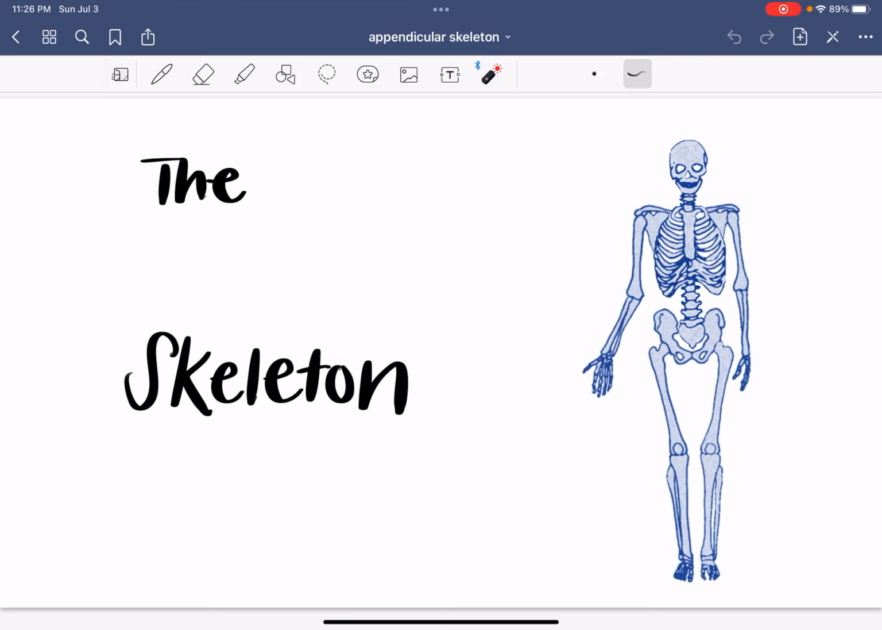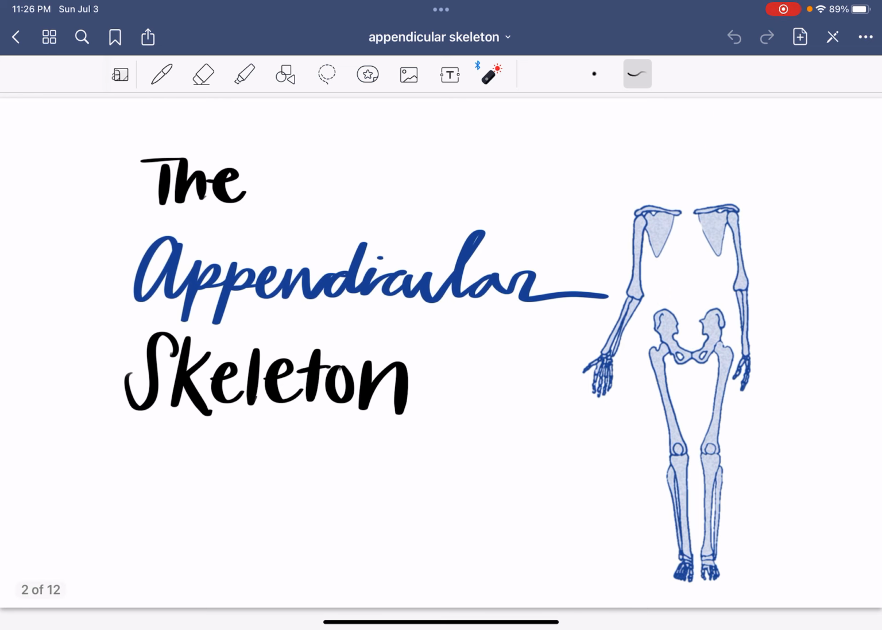This is the human skeleton. In the human skeleton, there are two skeletons. There is the axial skeleton, which includes the head, the thoracic cage, and the spine, and the appendicular skeleton, which includes the appendages, the arms and legs. I will specifically be talking about the pectoral girdle.